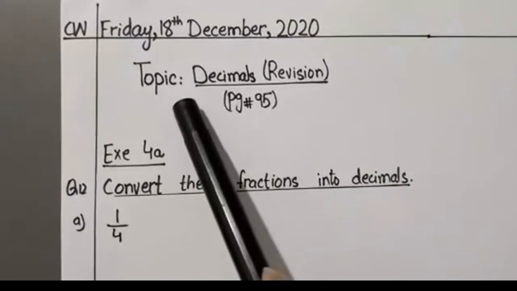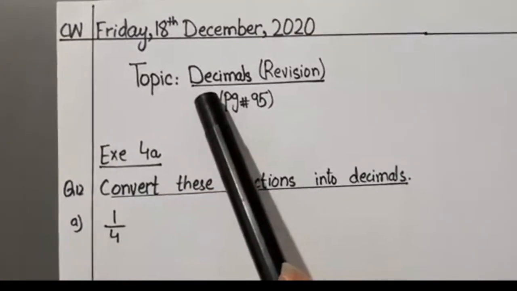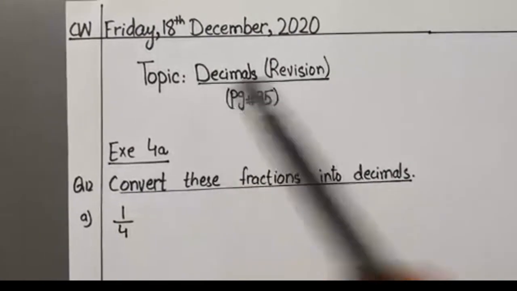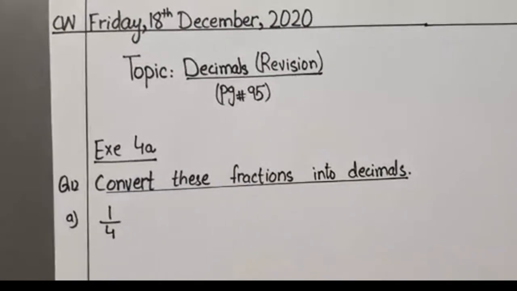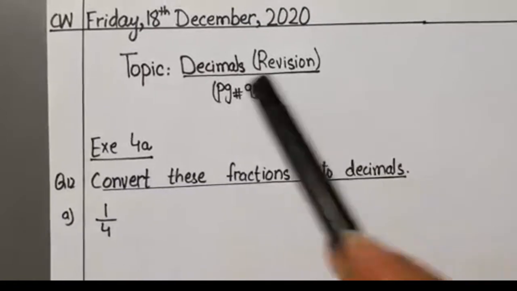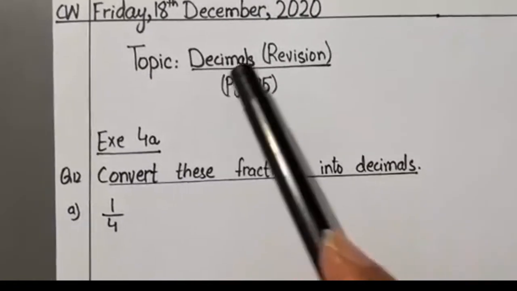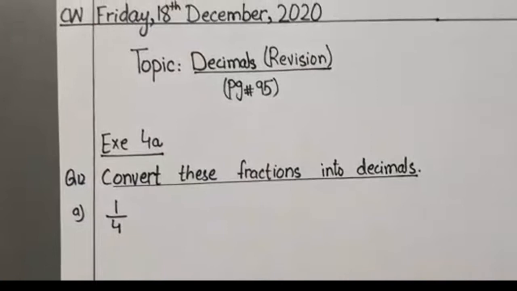We are revising decimals and we know what decimals are. It is a special fraction that has 10, 100 and 1000 in the denominator. Decimals come from a Latin word decimus that means tenth.